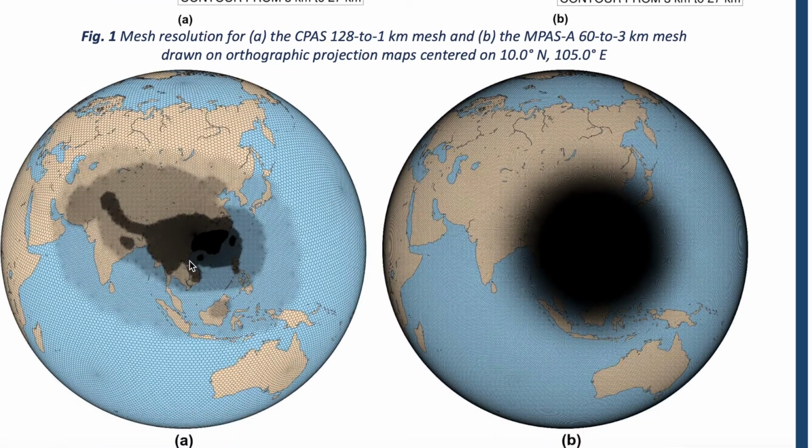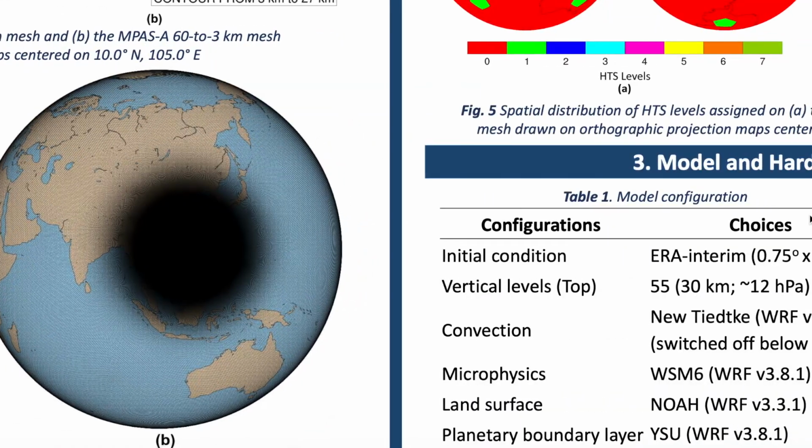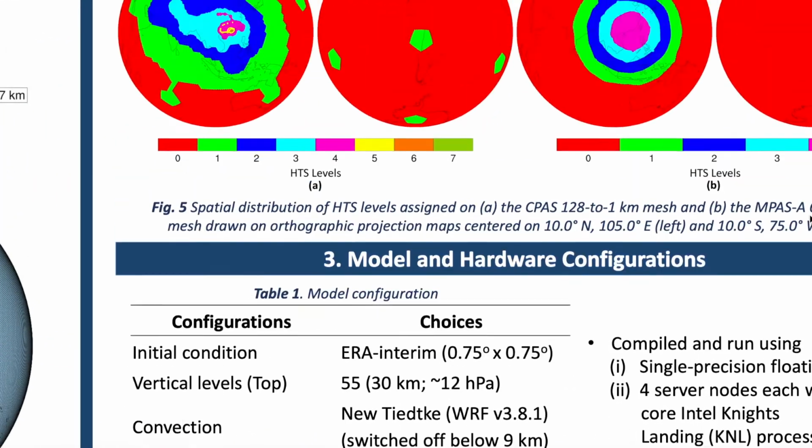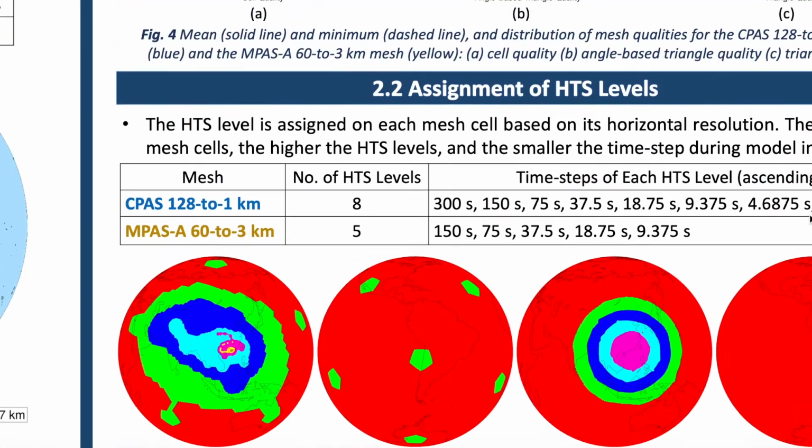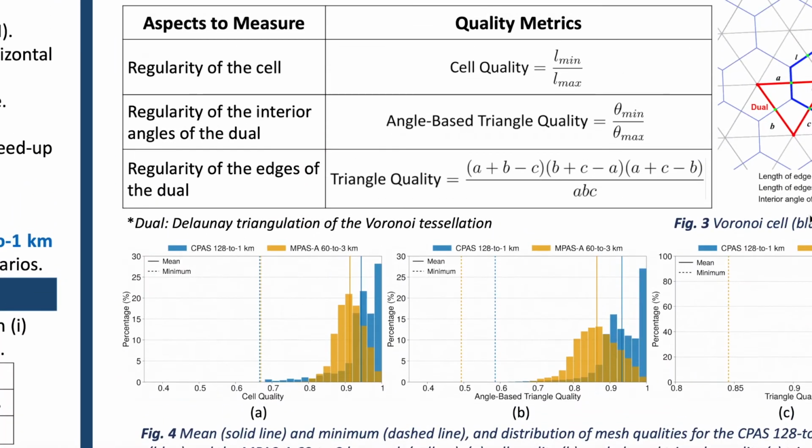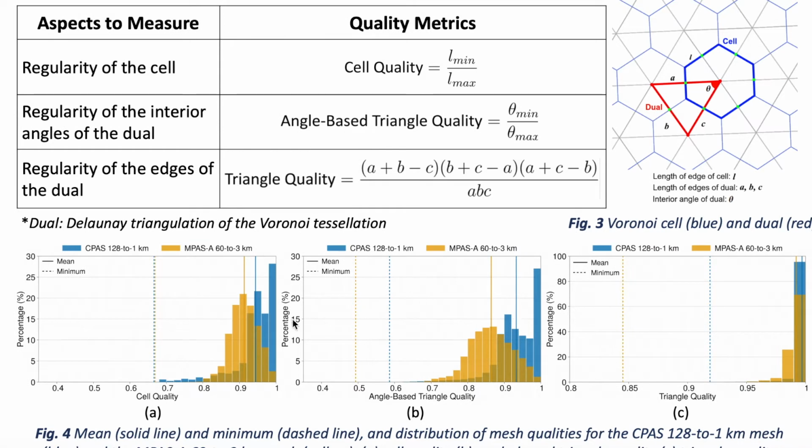Here is a glance of the meshes. We look into three aspects: the mesh quality, model execution time, and forecast skills. These histograms show that the customized mesh has higher mesh quality, which means the cells generated are closer to regular hexagons. The blue bars are CPAS, and it has higher cell quality metrics.